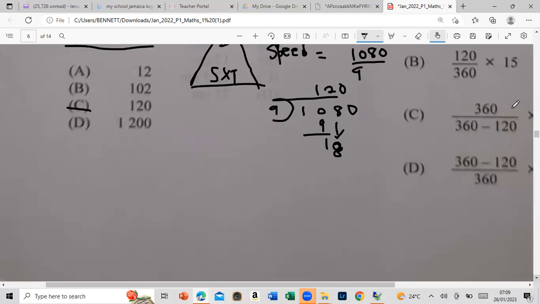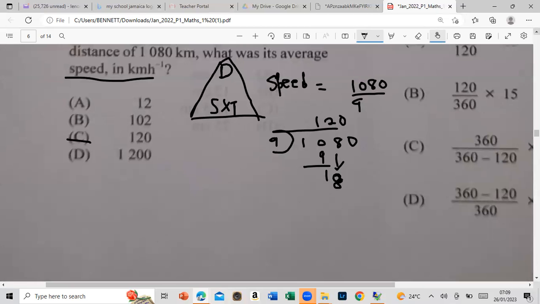That's the average speed. Alright, let us look at the next one.